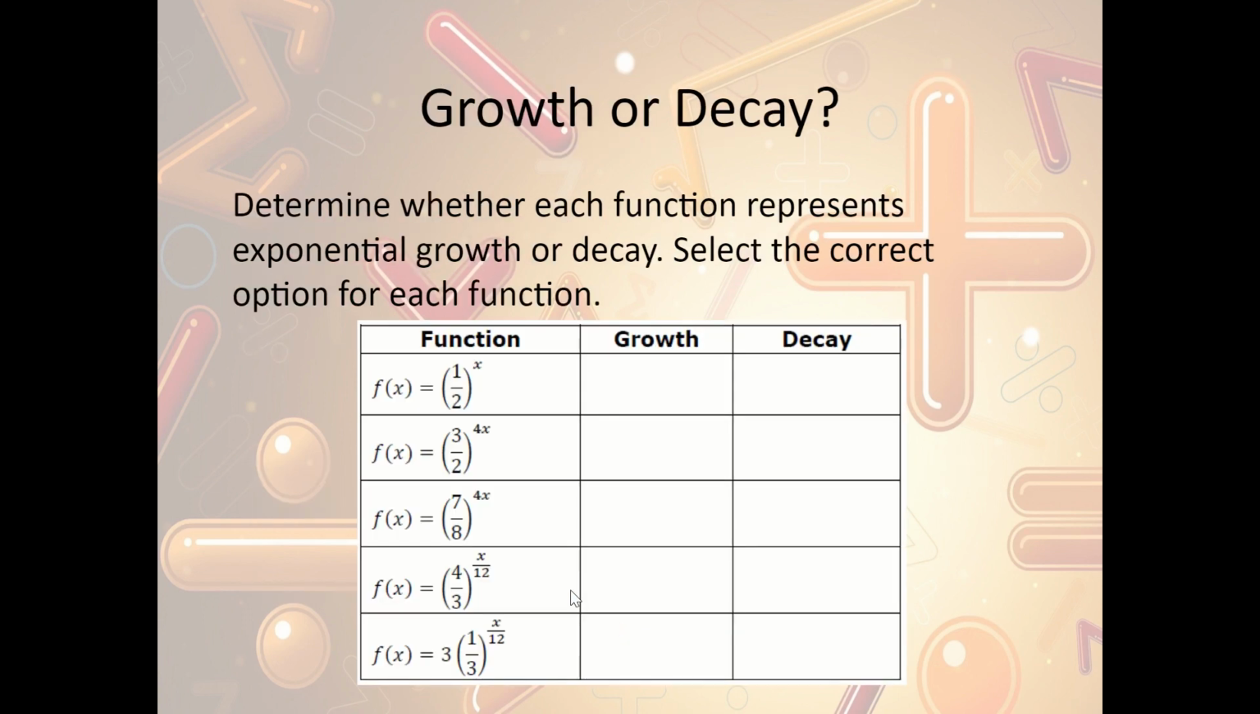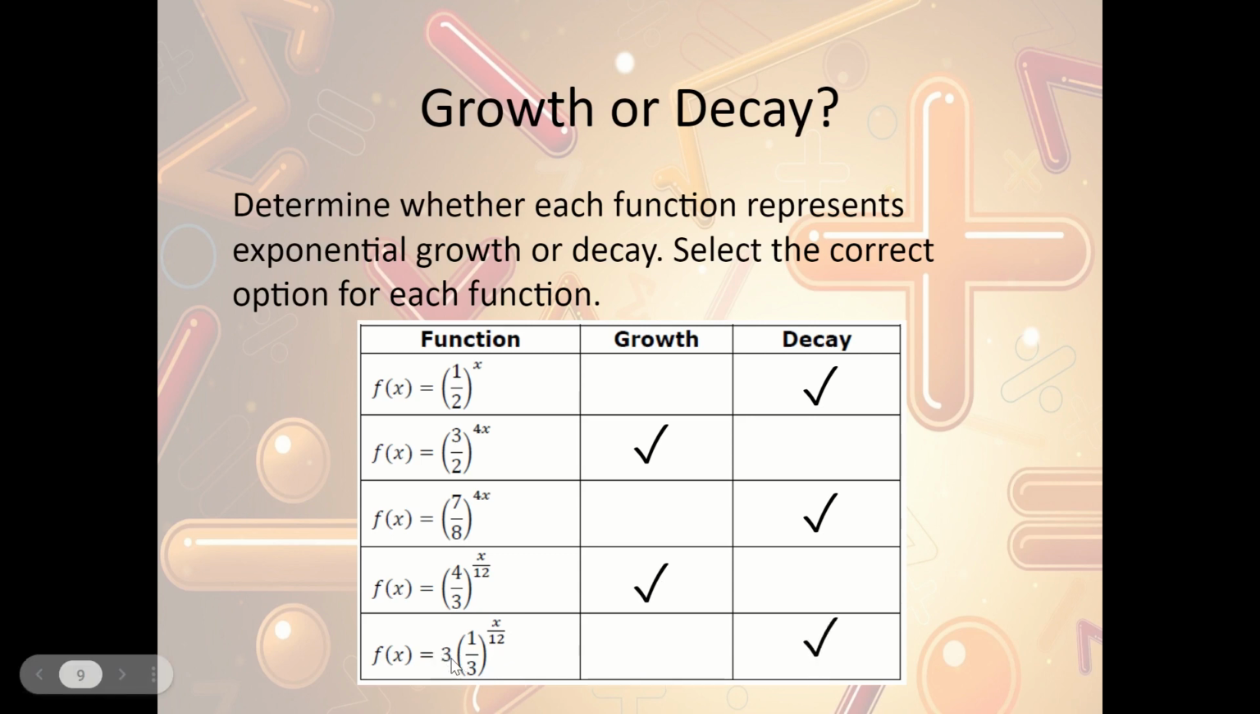So how can we tell? Let's look at an example. We have f of x equals 1/2 to the x. Well, 1/2 is less than 1, so that is decay. We have 3/2 to the x. Well, that's bigger than 1, because that's 1.5, so that's growth. 7/8 is smaller than 1, so that's decay. 4/3, again, is bigger than 1, so that's growth. And 1/3 is less than 1, so that is decay.